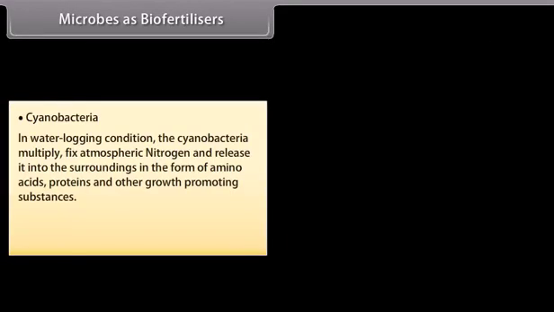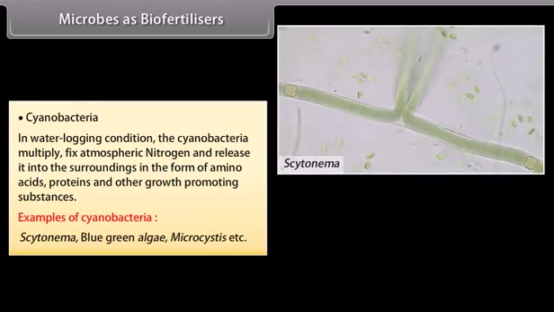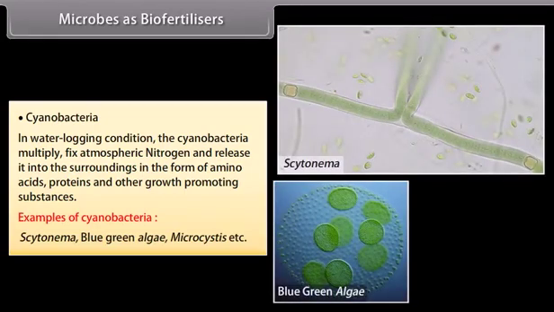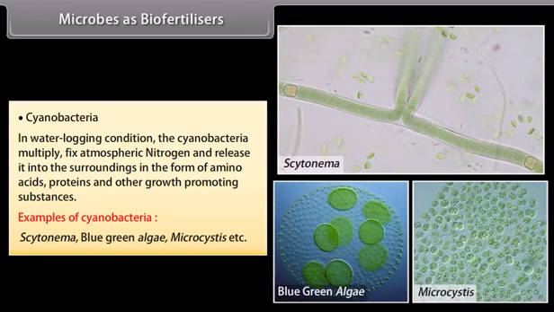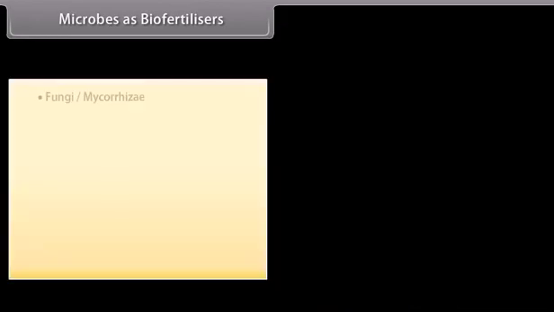Cyanobacteria. In waterlogging condition, the cyanobacteria multiply, fix atmospheric nitrogen and release it into the surroundings in the form of amino acids, proteins and other growth-promoting substances. Examples of cyanobacteria: Cytonema, blue-green algae, Microcystis, etc. Fungi or mycorrhizae.